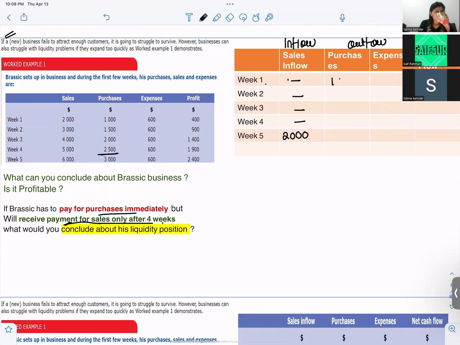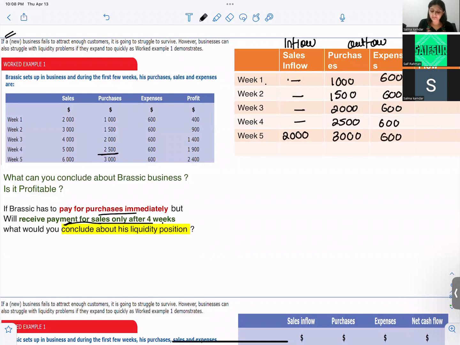So purchases are 1000, 1500, 2000, 2500. Expenses are 600, 600, 600, 600. So what is his net cash flow in week 1? Is it positive or negative? Negative 1600. For week 2, negative 2100. For week 3, negative 2600. For week 4, negative 3100. For week 5, negative 1600.